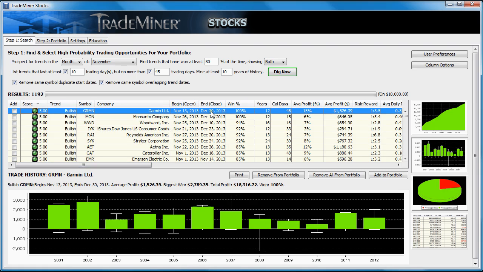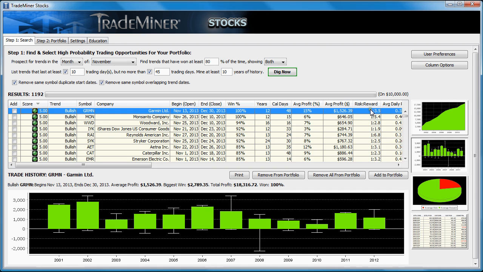It ends December 30th. The winning ratio was 100%, so 100% of the time between November 13th and December 30th over the past 12 years, which is a 48 calendar day trading time frame, the average profit was 15%, or $1,526 on a $10,000 investment.